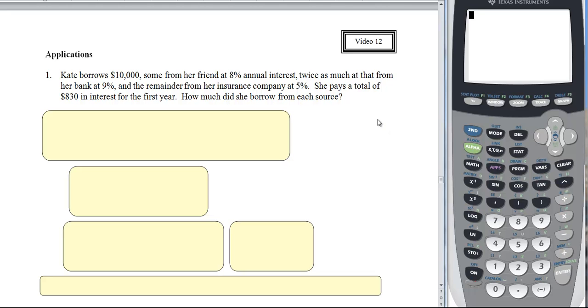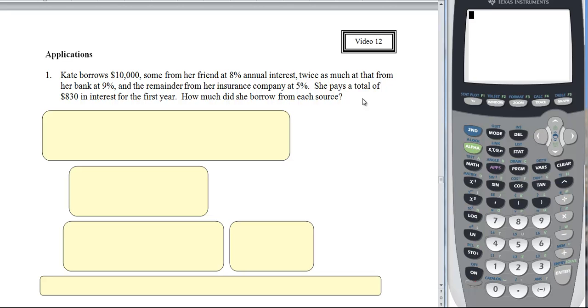Kate borrows $10,000, some from her friend at 8% annual interest, twice as much as that from her bank at 9%, and the remainder from her insurance company at 5%. She pays a total of $830 in interest for the first year. How much did she borrow from each source?